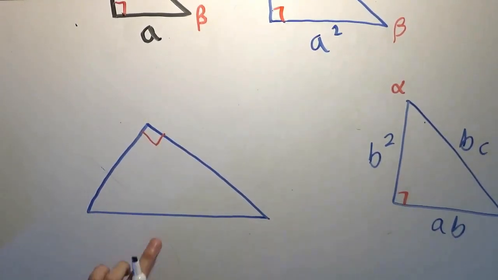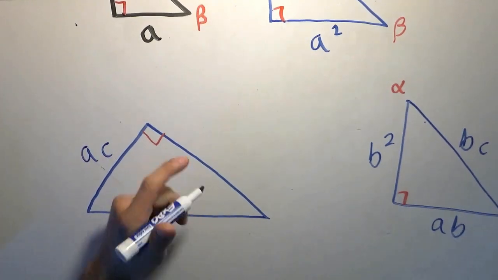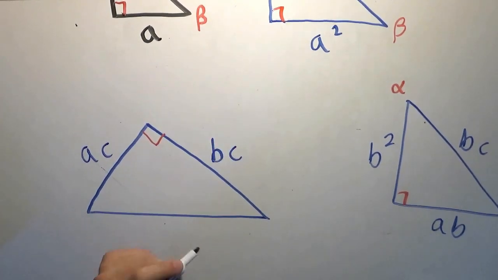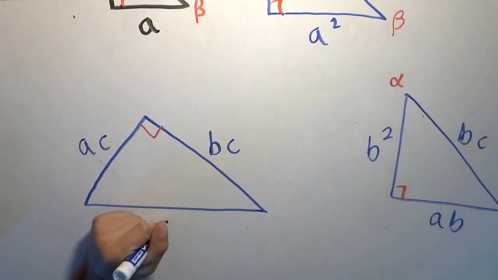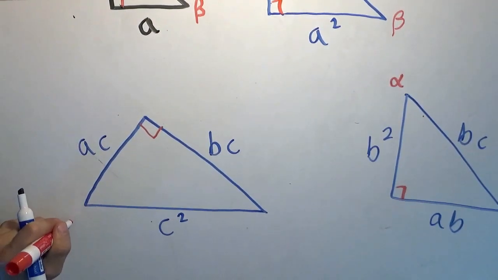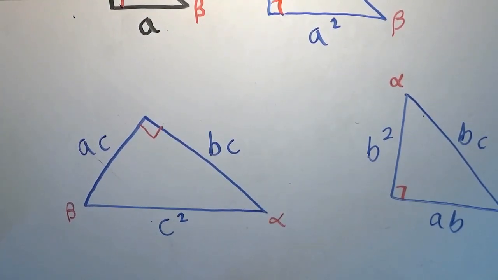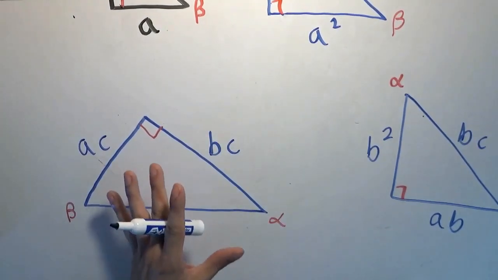Because I'm scaling everything up by c, this is now going to be a times c. The other leg is now going to be b times c. And this side length, because I've scaled up by c, is now going to be c times c, or c squared. Right? And now the important bit is to highlight that this is the angle beta, and this is the angle alpha. Now, I'm going to do the last step of the proof.